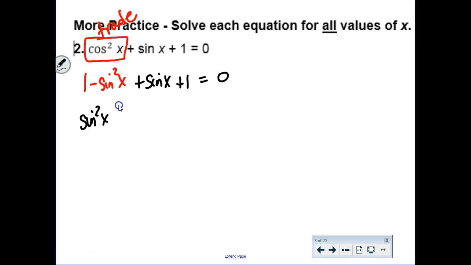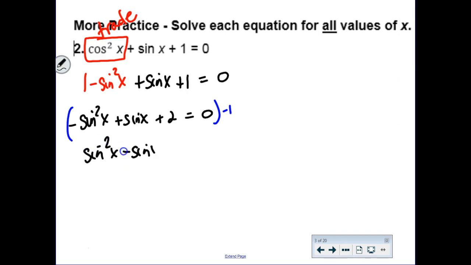Alright, negative sine squared, and then plus sine of x, and combining those ones, a plus 2. Now, remember, you don't like to factor when the lead term is a negative, so a little algebra trick would be to either multiply or divide everything by negative 1. That swaps everybody's sign. So this is now positive sine squared x minus sine x minus 2 equals 0.